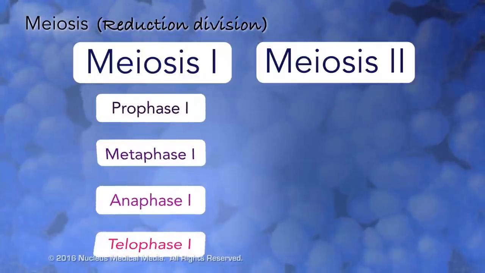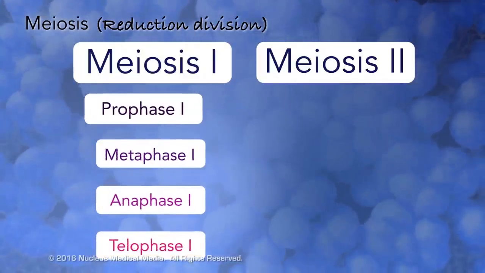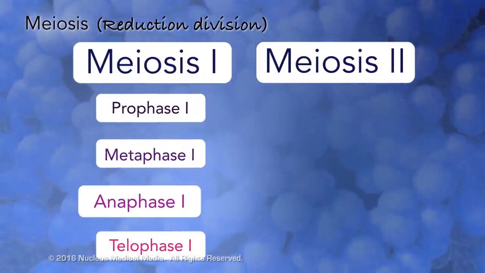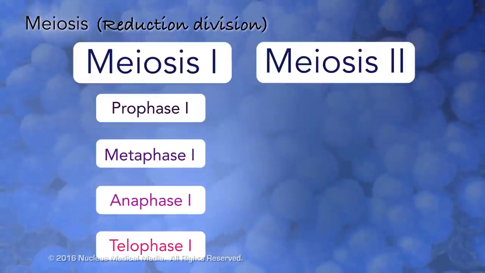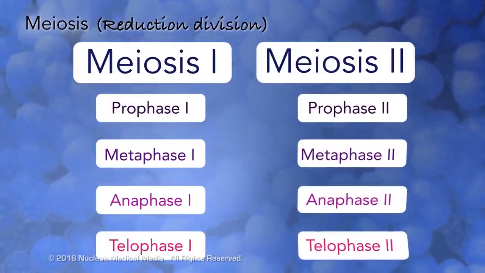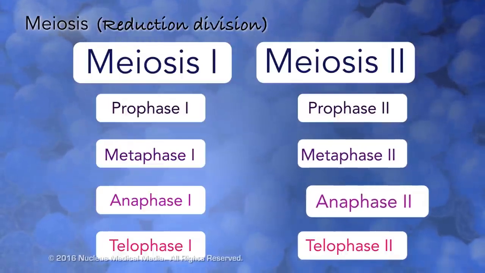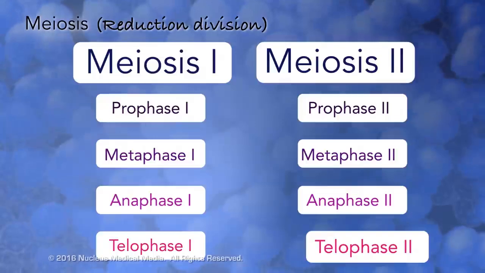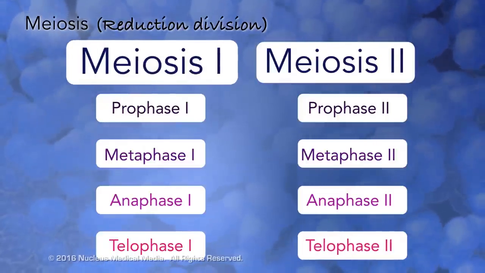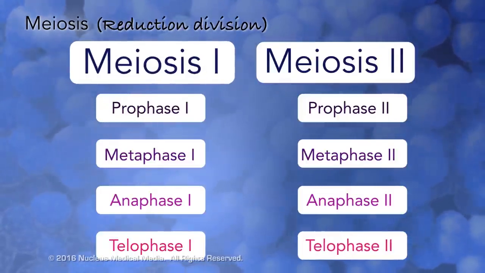Meiosis I has 4 phases: prophase I, metaphase I, anaphase I, and telophase I. And meiosis II also has 4 phases: prophase II, metaphase II, anaphase II, and telophase II. Let's look at what happens during meiosis I.